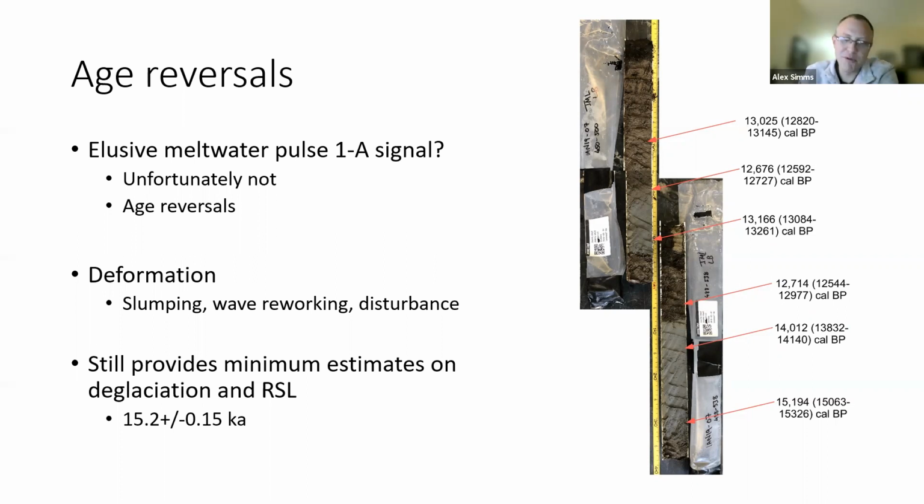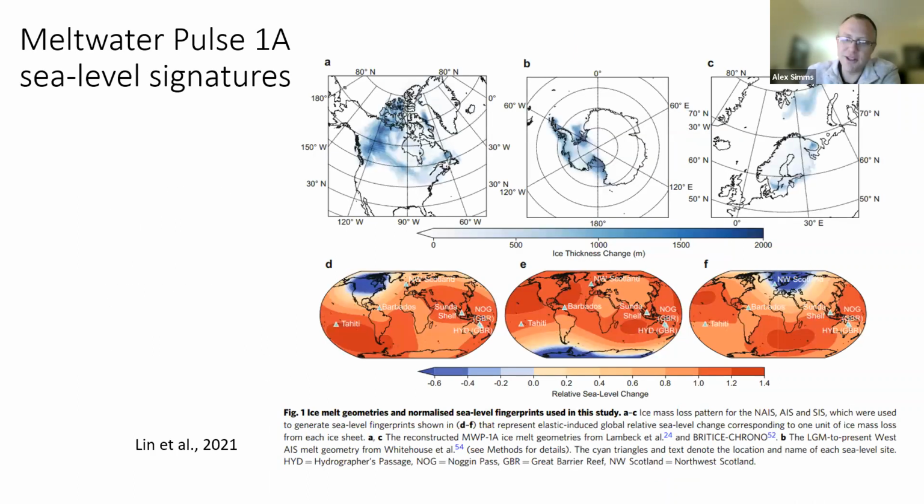Okay, why is that important for sort of a sea level reversal here in Scotland? Well, there have been many predictions suggesting that Scotland would have sea levels falling, rising during meltwater pulse 1A, and then continuing to fall if the source of that meltwater, that 20 meters of sea level rise, came from Antarctica.